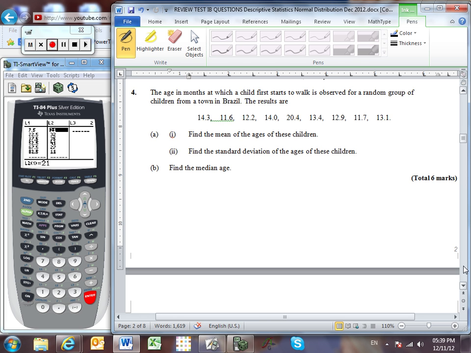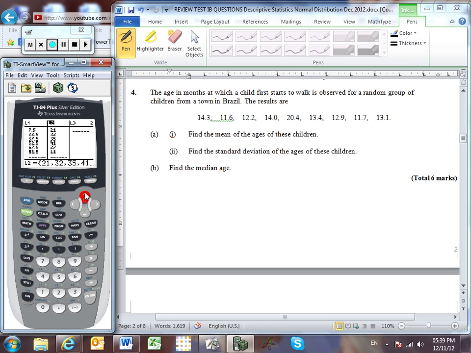Question number 4. The age at which a child first starts to walk is observed from a random group of children. We can see those 9 ages in months. First, we need to find their mean. Alright, let's clear these old lists from an old question. Clear, enter. And here, clear, enter. And now let's put in all of these values.